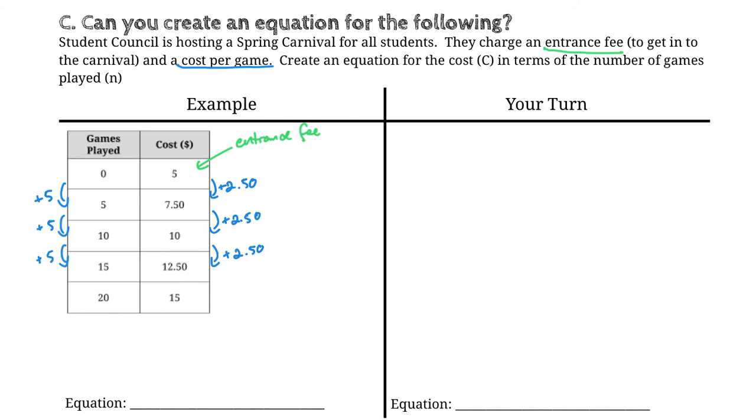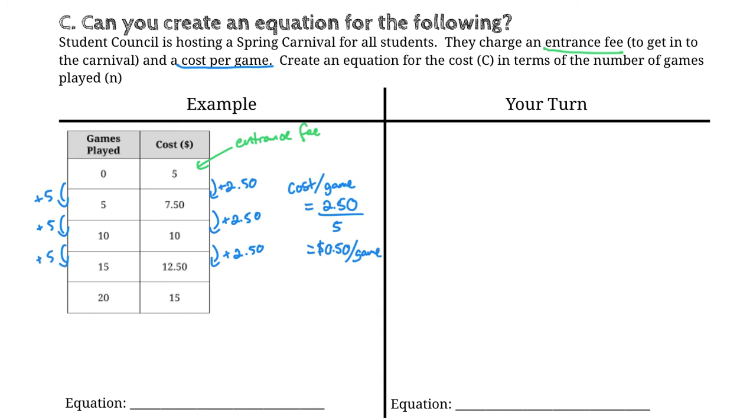So our rate of change, or our cost per game, is equal to $2.50 divided by 5. And when we put that into the calculator, that's just 50 cents per game.